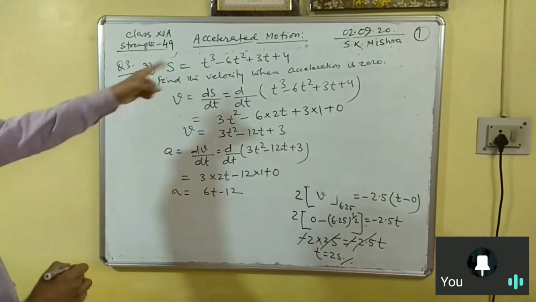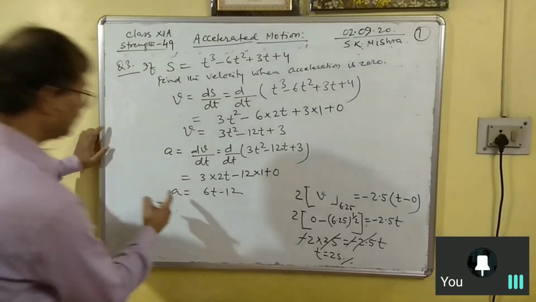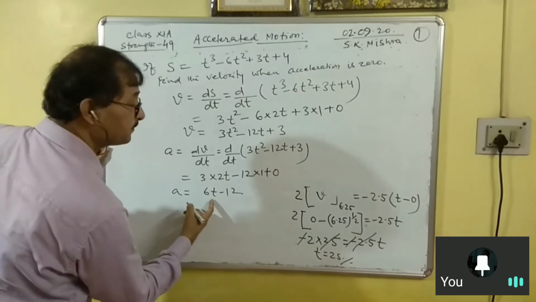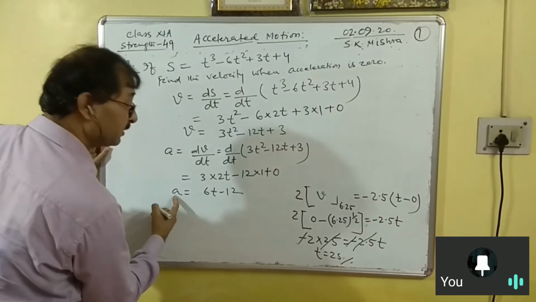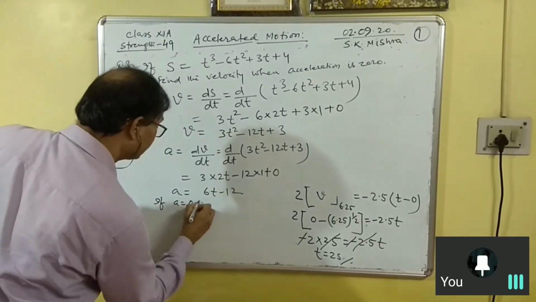Now your question is, find the velocity when acceleration is 0. Okay. So if you put acceleration 0, you will get the time. So at what time will the acceleration be 0? So if a is 0, then what will t be?